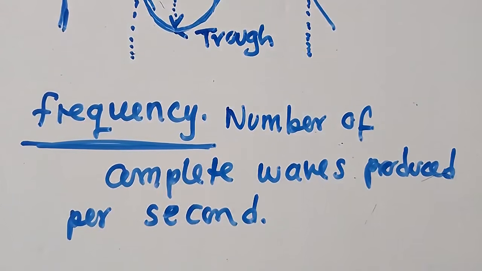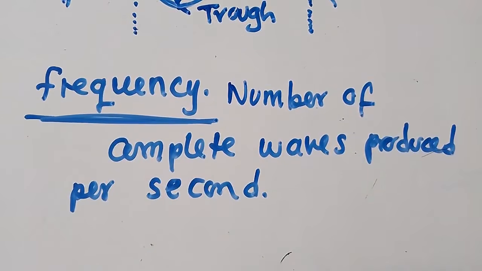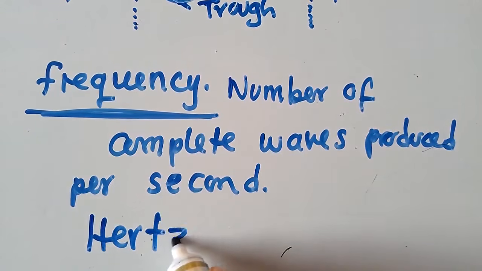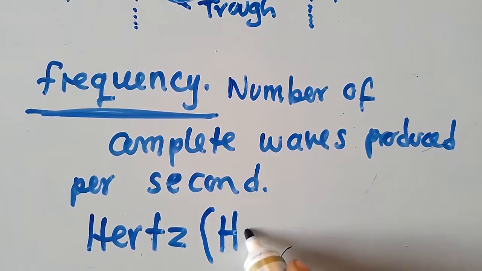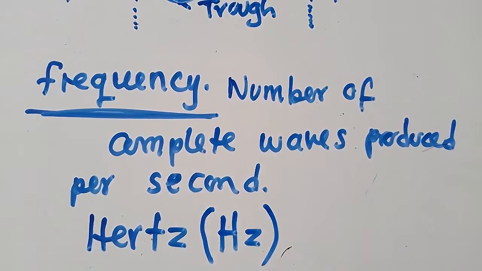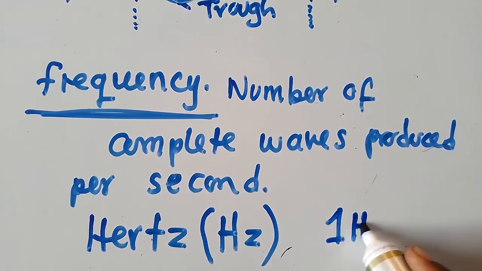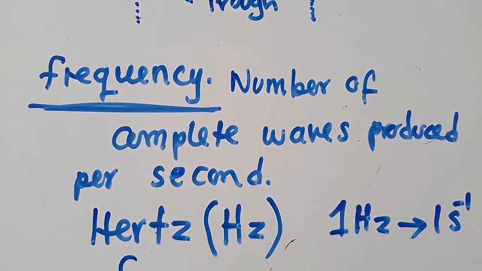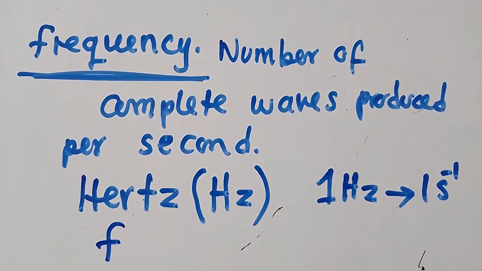Now we've also got the unit for frequency. The unit for frequency is called Hertz, Hz. Have you seen? This is the unit for frequency, Hertz. Which means that 1 Hertz is equivalent to this. This is what you need to get. The symbol for this one is F. The symbol for this is F.